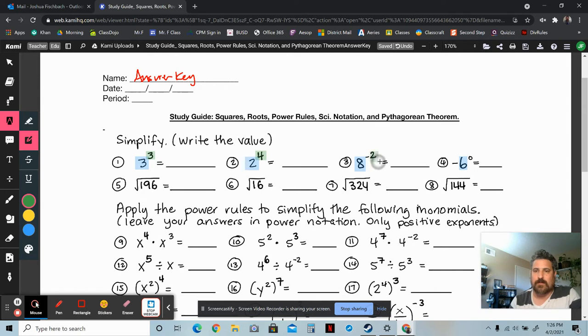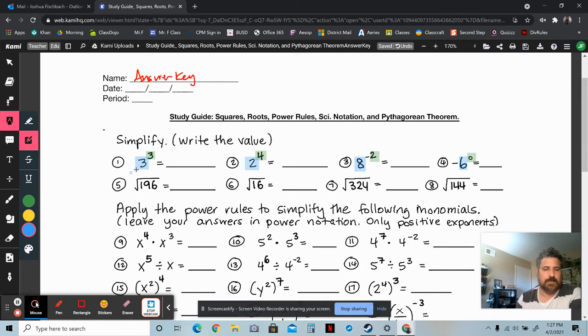So let me identify those as well for you. Something that's kind of cool about this is you can see that the exponent only applies directly to what it's touching. So in this case, this is 3 to the third power. That means it's going to be 3 times 3 times 3. You're going to multiply the base times itself 3 times.